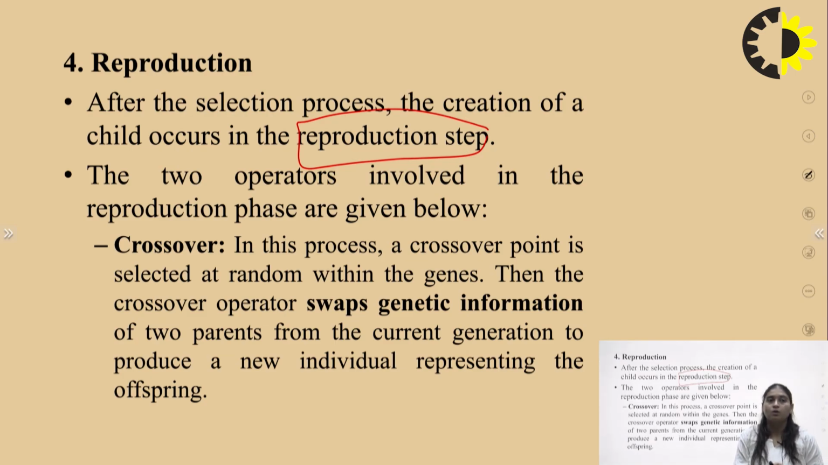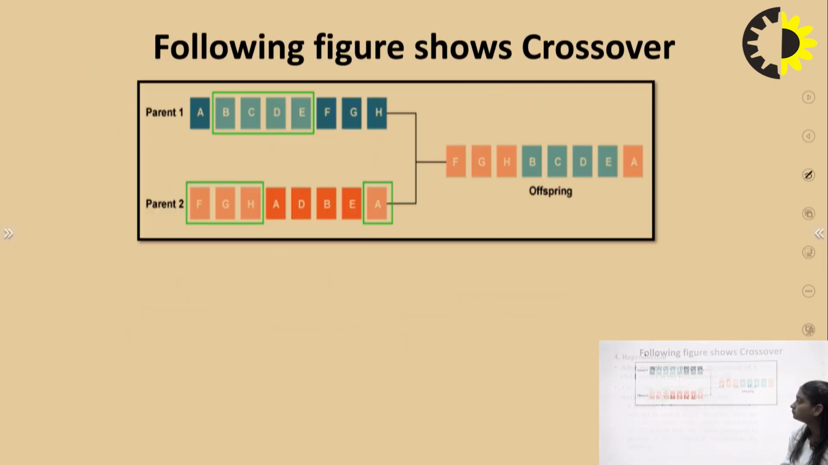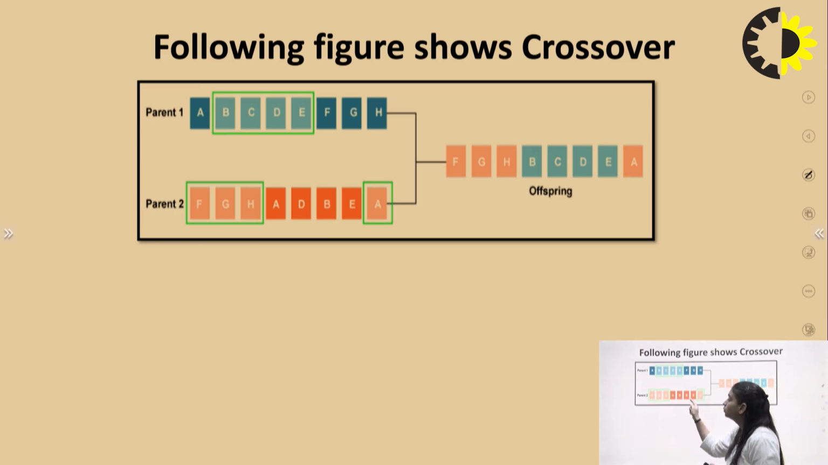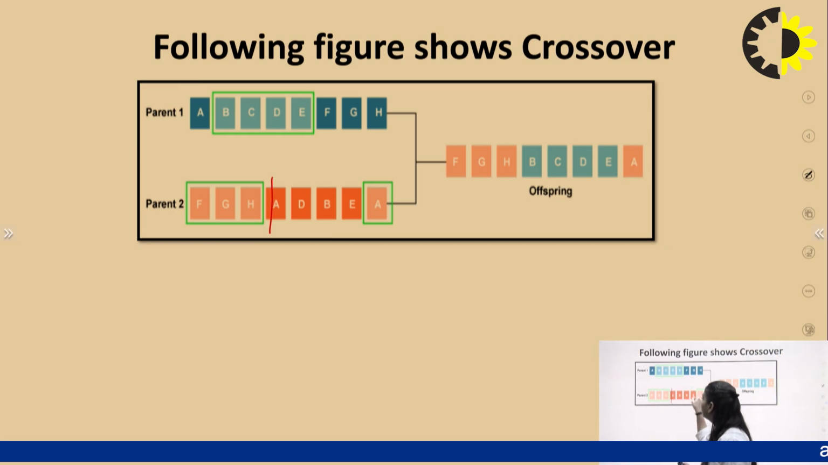First is crossover. In this process we choose a point randomly within the gene, and the crossover operator swaps the genetic information of the two parents to find the next one. As you can see here, we have parent 1 and parent 2. Let's say I choose a cut here or here or here, chosen randomly, and then we combine these chosen characters or strings, and after combination we get offspring. This is what we do in crossover.